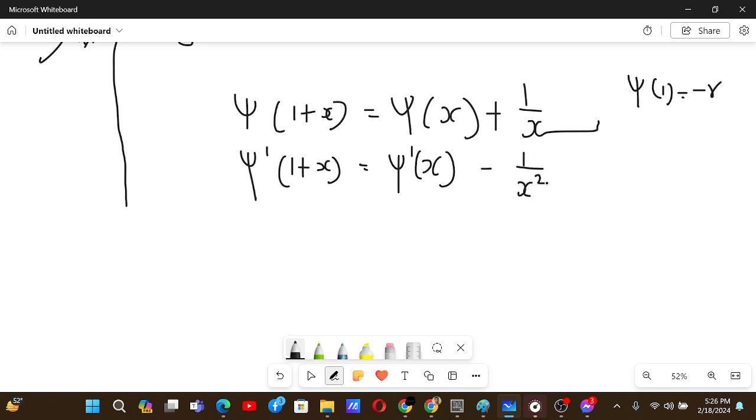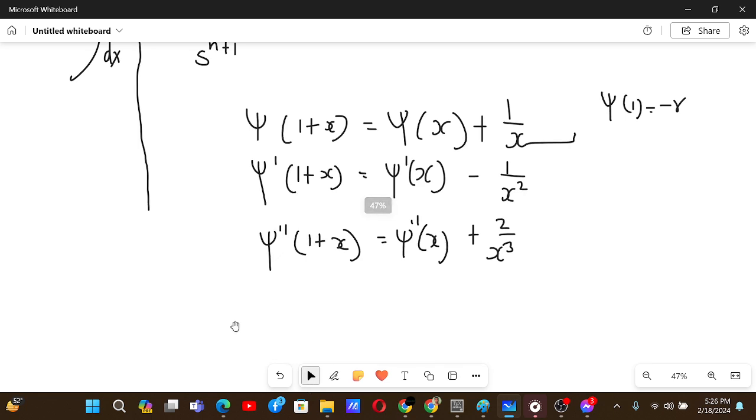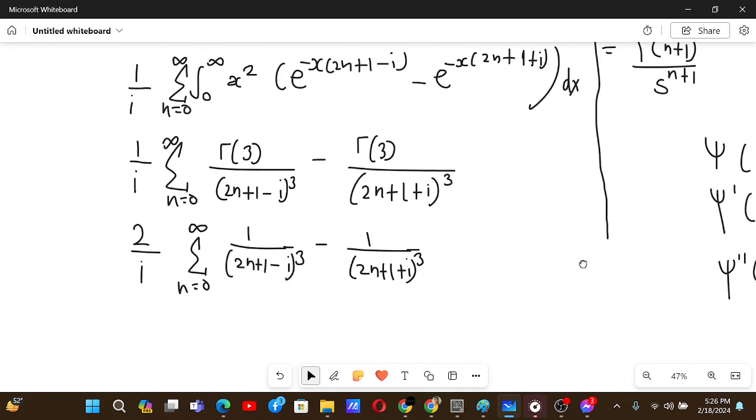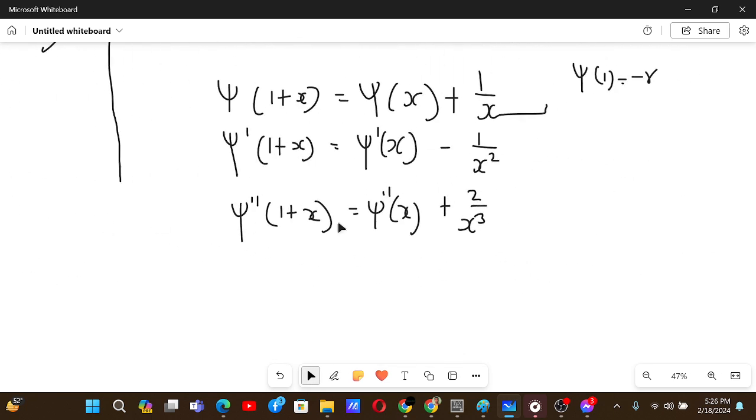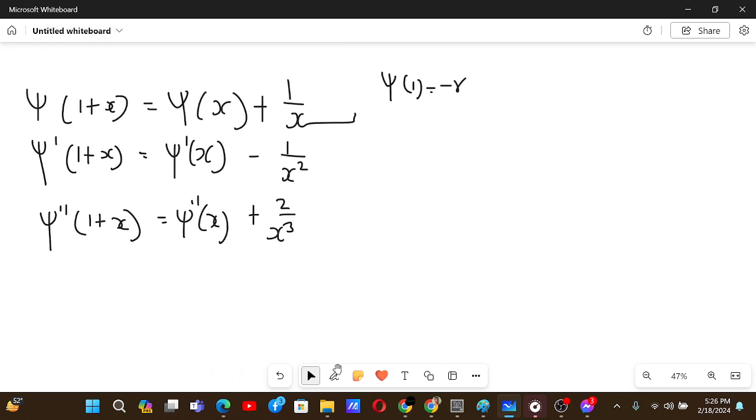square. Similarly, we have the derivative of the trigamma function. This can be called the quad gamma function, but I'm not really sure of that. And then differentiate this, plus 2 by x cube. So these are the polygamma functions. And basically, now related to this, there are sums as well related to digamma functions, which can be changed to polygamma functions. So let's see how.